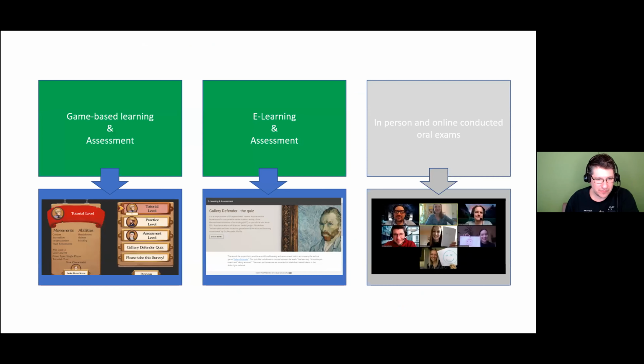So let's start with blockchain and education. The three approaches are game-based learning and assessment, e-learning and assessment, and in-person and online conducted oral exams where you directly give a grade using blockchain tokens. And let me start with some theory, because a token or an asset is not an asset.